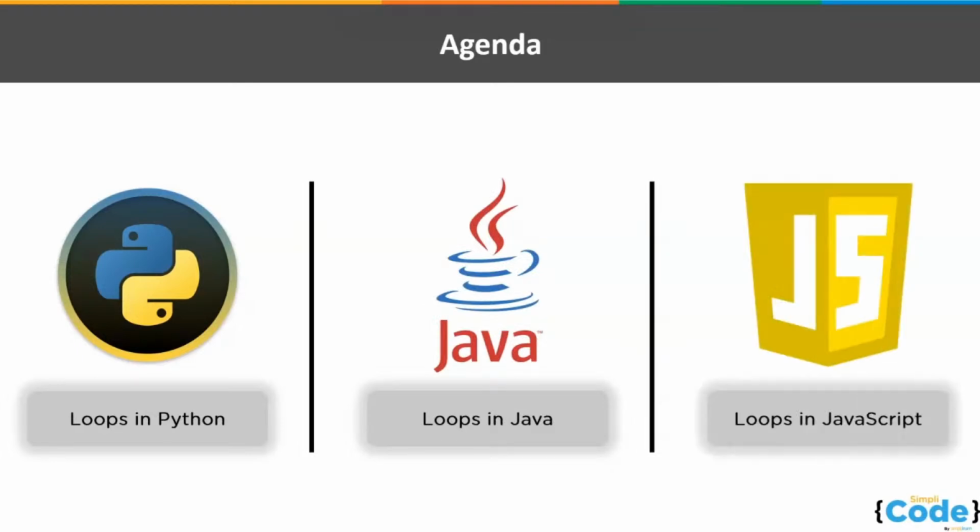So it is rightly said that you can master a programming language just by programming in it. I hope you guys are ready to go through the difference between loops present in Python, Java and JavaScript. So without further ado, let's start with loops in Python. Over to our training expert.